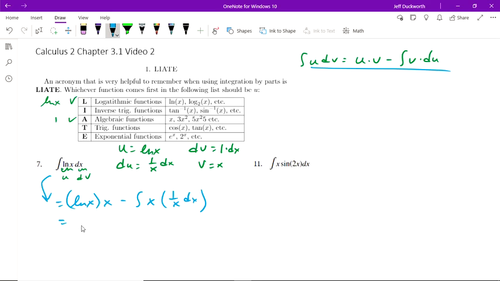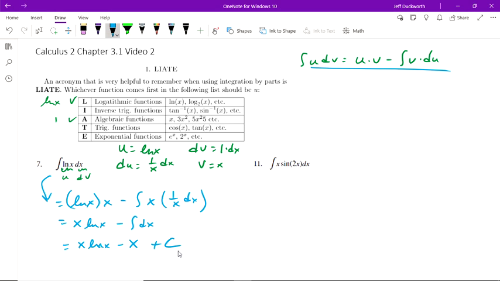I'm going to clean this first part up again. That's going to be x ln of x. We'll just leave that alone for now. And x times 1 over x is just 1, so this is just the integral of dx. Well, similar as we had before, that's just x. And then plus some constant c for our answer.